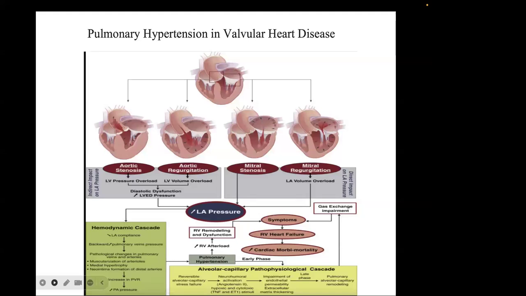And there is impaired gas exchange, an alveolar capillary pathophysiological cascade: reversible alveolar capillary stress failure, neurohormonal activation, angiotensin 2, hypoxic and cytotoxic stimuli such as TNF alpha and endothelin 1, impairment of endothelial permeability, extracellular matrix thickening, and late phase pulmonary alveolar capillary remodeling.